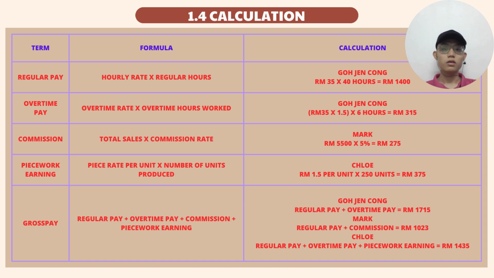Here are some of the calculations from different terms. Firstly, the regular pay formula is hourly rate times regular hours. Secondly, the overtime pay formula is overtime rate times overtime hours worked. Thirdly, the commission formula is total sales times commission rate, whereas the piecework earning formula is piece rate per unit times number of units produced. Lastly, the gross pay formula is all of the earnings totaled up. The calculations are shown at the right-hand side.